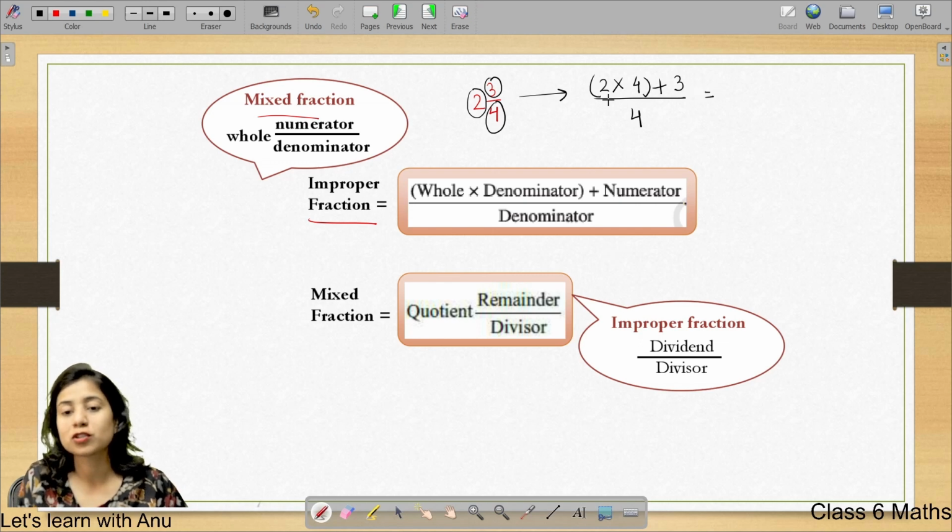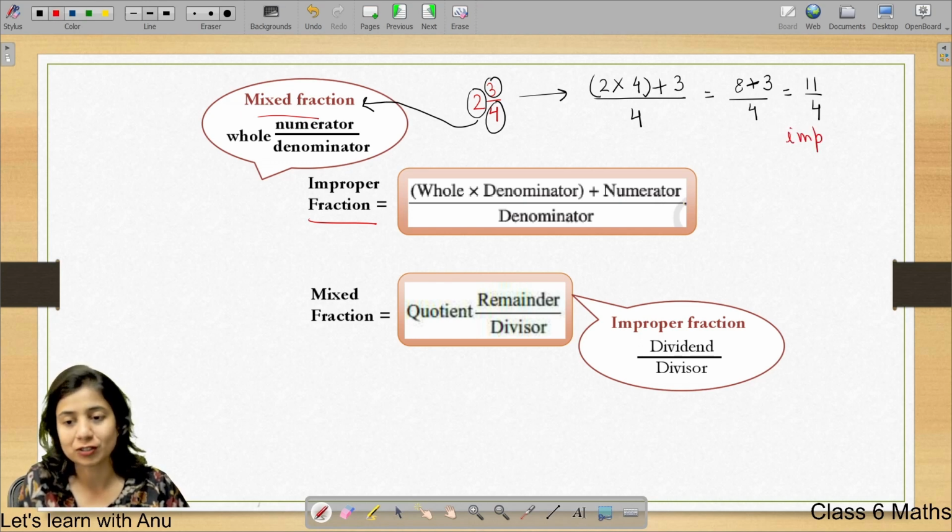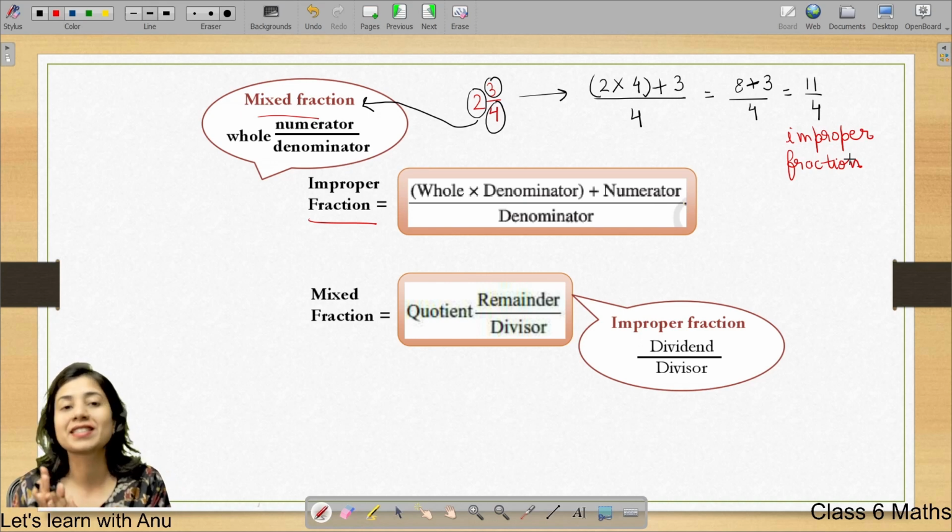Now let's solve it. 2 into 4 is 8 plus 3 upon 4. Now the answer is 8 plus 3 is 11. So the answer is 11/4. So 2 3/4 is a mixed fraction and 11/4 is an improper fraction. Improper fraction is the one, class, I hope everyone remembers that. Improper fraction is the one in which the numerator is greater than the denominator, right?